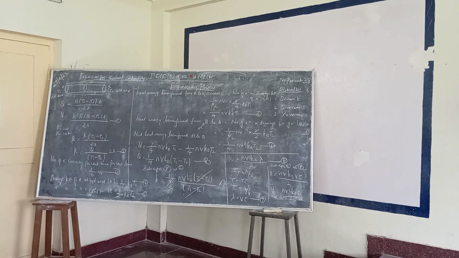Is there any doubt? 3 by 2 kT is the average kinetic energy formula. It is a constant average kinetic energy. Okay? T1 is represented because it is at the end of A, so we put it as T1. Understood?